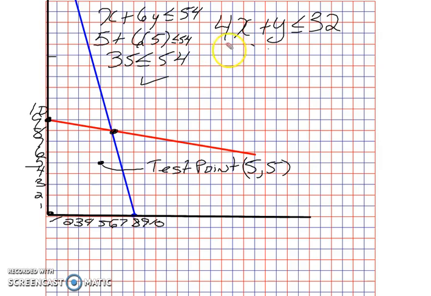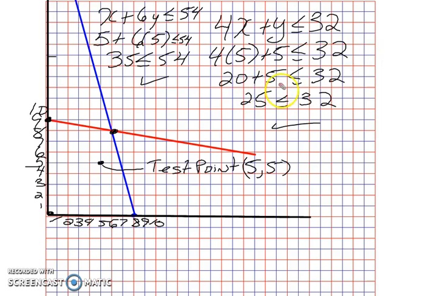And I'm going to come over here and it says 4X plus Y. I'm going to use the point 5 and 5 again. 4 times 5 plus 5. It's under 32. So 20, 20 plus 5 is 25. Yep, that's smaller. So this test point shows me that my feasible region is right here.